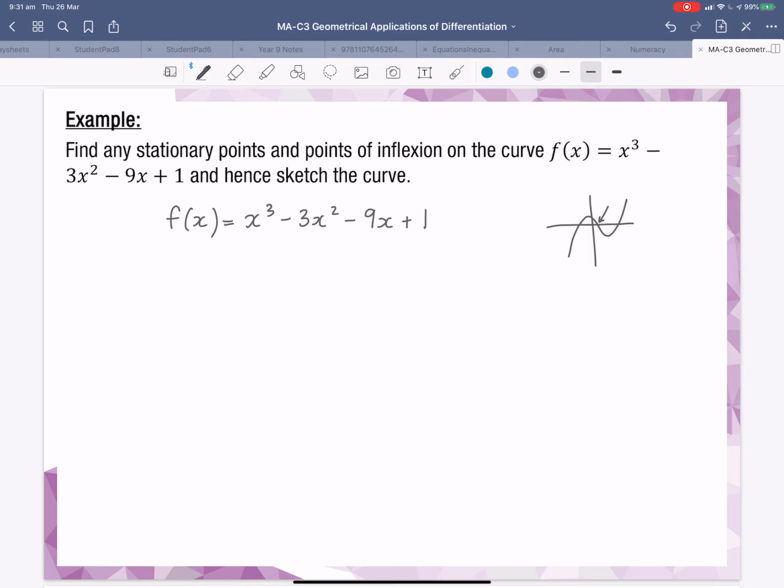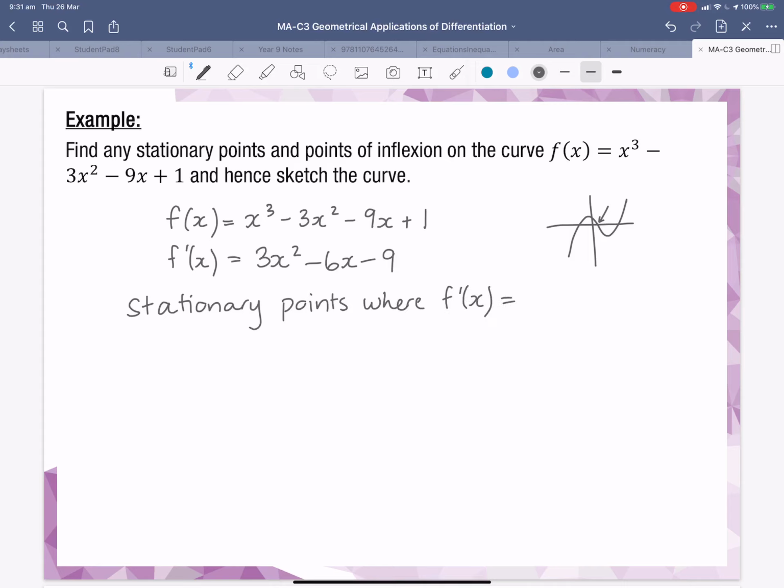All right, first step, let's differentiate. So we end up with 3x squared minus 6x minus 9. We find stationary points by putting the first derivative equal to 0. So I'm actually going to explicitly say that. Stationary points where f dash x equals 0. So 3x squared minus 6x minus 9.